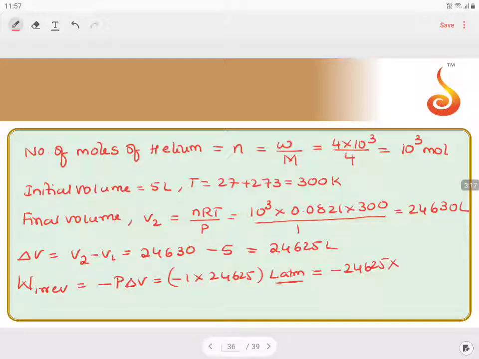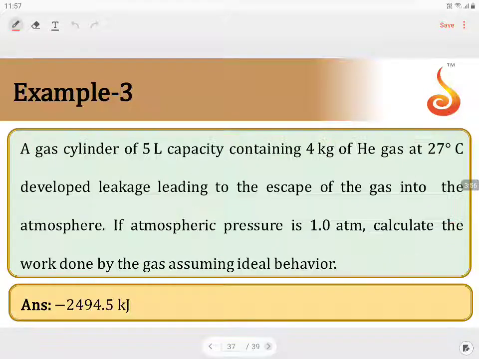If I want to convert liter atmospheres to joules, multiply by 101.3 joules. Multiplying this, you will get an answer of minus 2,494,512.5 joules, which I can change here into kilojoules. If I write kilojoules, then I can write minus 2494.5 kilojoules. So the answer comes around minus 2494.5 kilojoules. This will be the answer for this example.